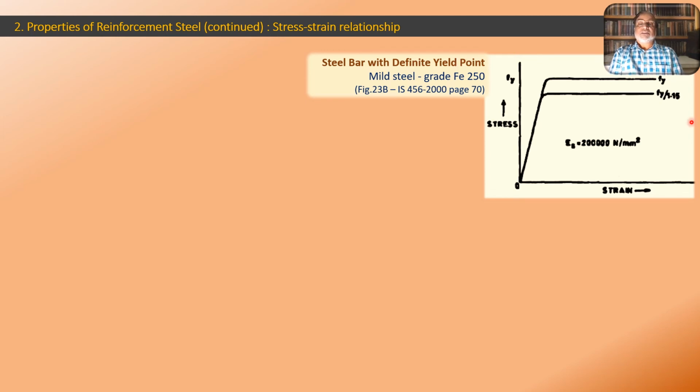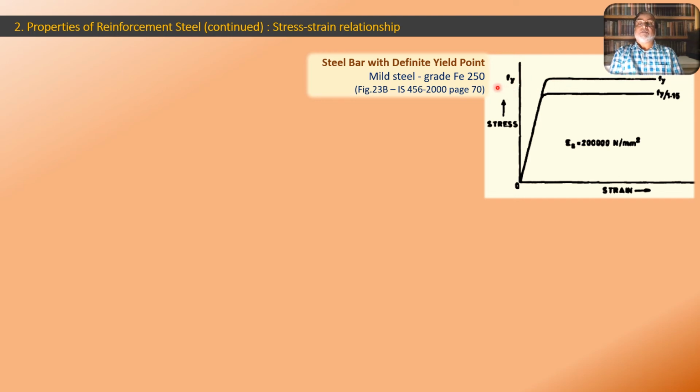Now, what IS code is saying, this is the strain axis, this is the stress axis. This graph is quite simple, there is a straight line like this and a horizontal straight line like this. So this is Fy, the characteristic strength, and this Fy is reduced by a 1.15 factor of safety. So this factor of safety, as compared to concrete, this total value will amount to 0.87 Fy. So this value will be 0.87 Fy as compared to concrete, which was 0.446 fck.